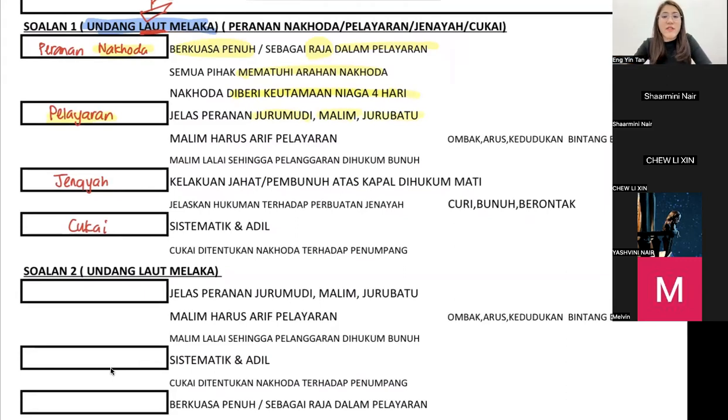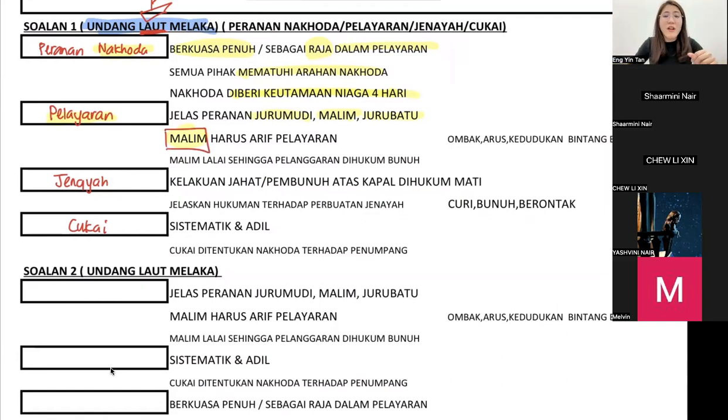And they hold different positions now, okay? Among all these people, actually all of them are very important. But in your Form 4 textbook, they emphasizing on malim. Yes, they emphasizing on malim. So malim is a leader. Okay, malim is actually the one that is controlling the kapal.